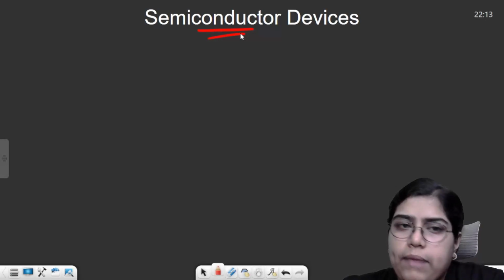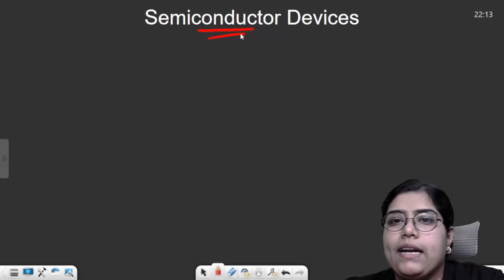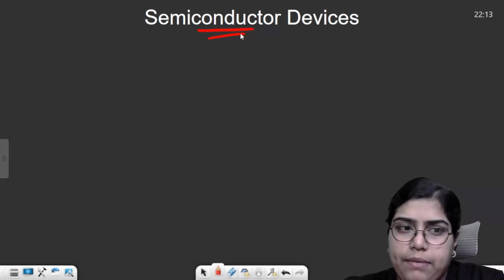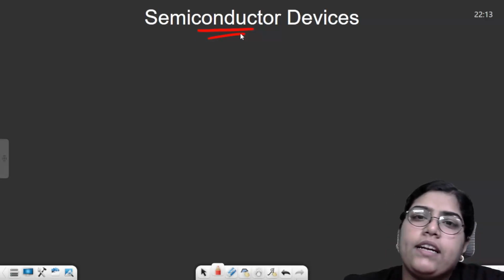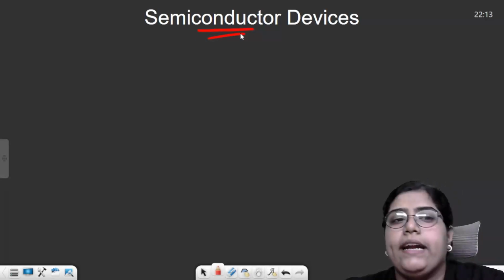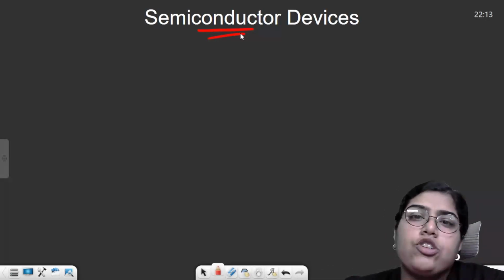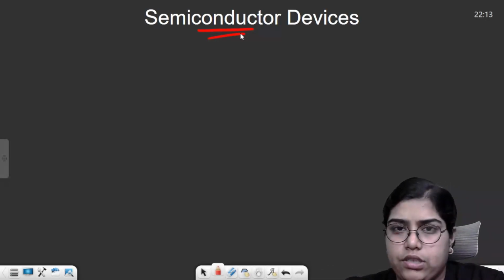So what do you mean by a semiconductor? How a semiconductor is actually created, what are the two types, p type and n type semiconductor. In p type semiconductors, holes are the majority carriers; in n type semiconductors, electrons are the majority carriers, right? These two things can actually help you in your statement based questions.